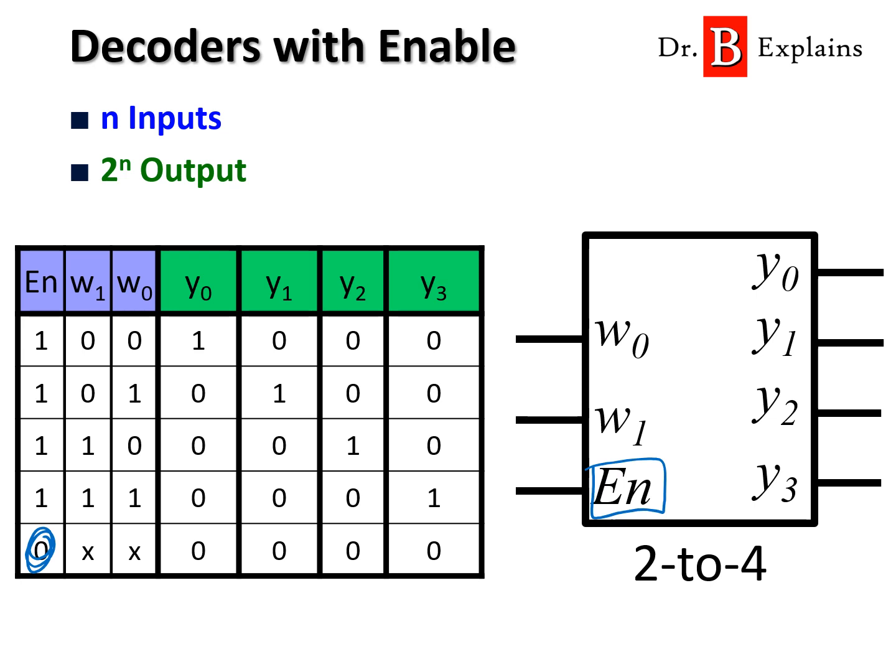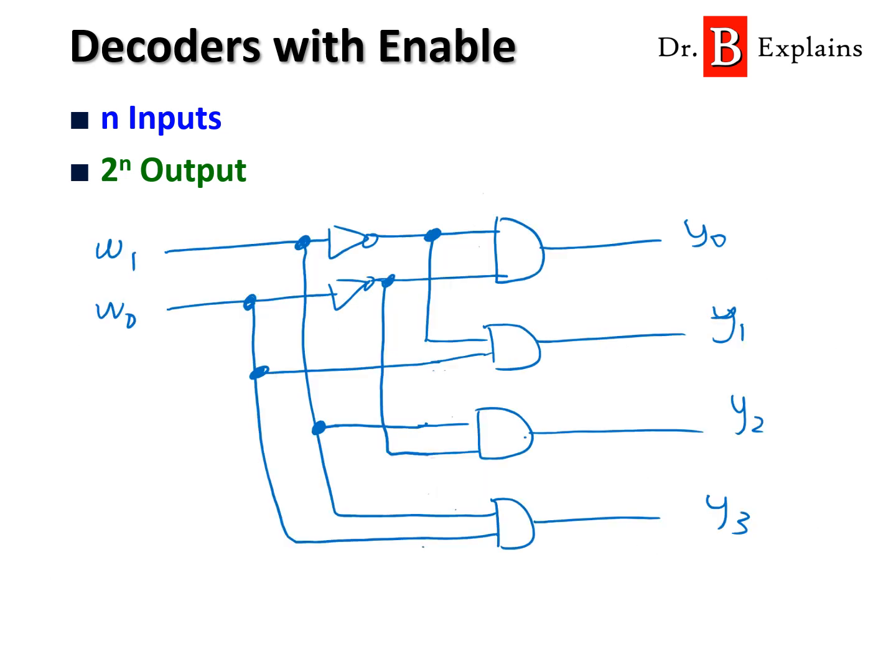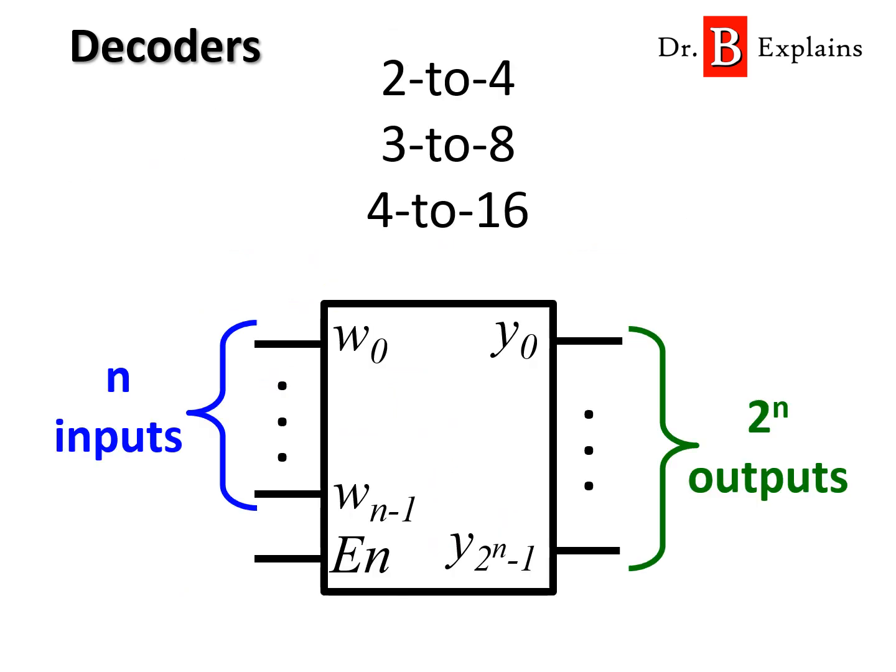So how would that look in a diagram? We're basically going to AND the enable. So we're going to have another input, which is our enable signal. If the enable is equal to 0, you can see that anything ANDed with 0 is just going to be a 0. So we can have decoders that are 2 to 4, 3 to 8, 4 to 16. So n inputs, 2 to the n outputs. And the general block diagram looks like this.